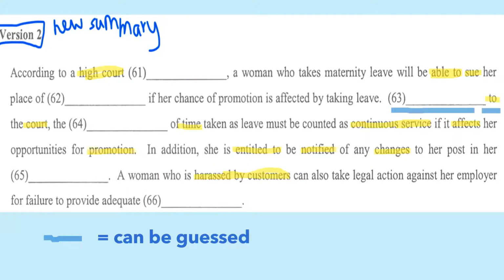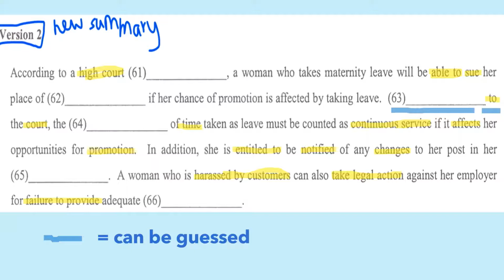A woman who is harassed by customers can also take legal actions. That means get the lawyer and sue them. Do we sue the customer or the employer? Look at this. They are saying suing against her employer because the company failure to provide adequate something. Okay, the company did not provide something. And what is that something?